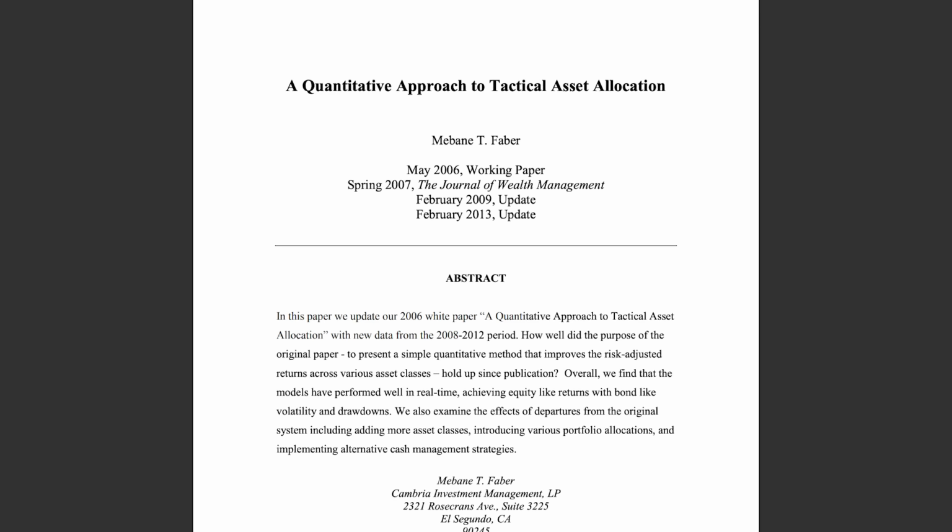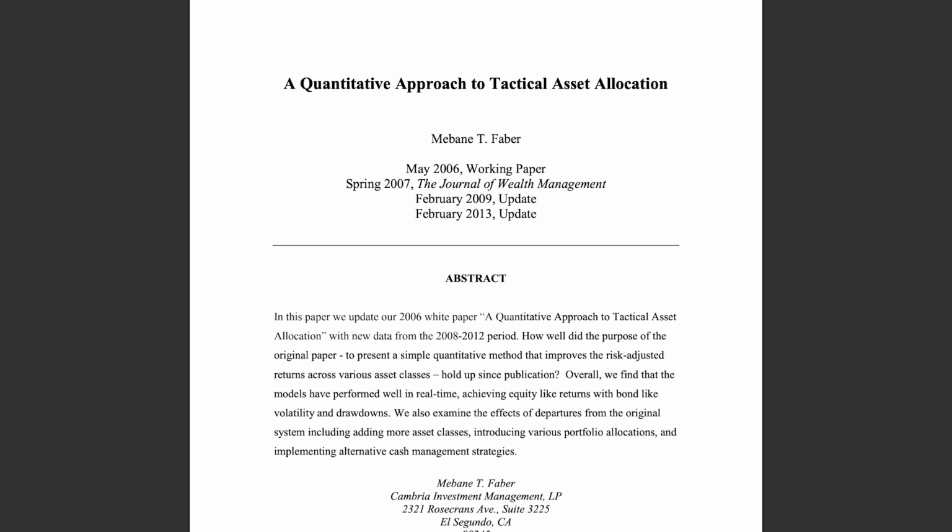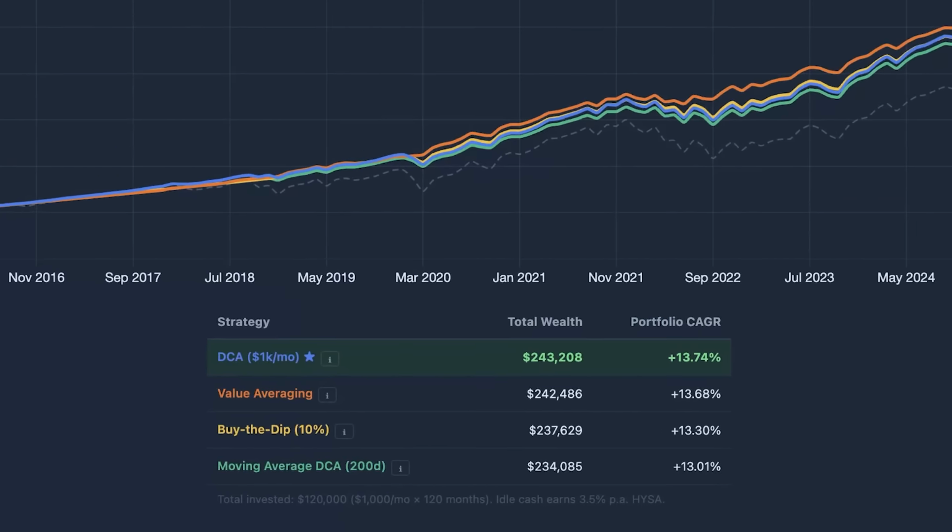The second strategy is called buy the dip. So instead of investing every month, you only deploy when the market has dropped at least 10% from its recent peak. The third strategy is called moving average DCA, which was popularized by Meb Faber in a 2007 paper. With this strategy, you only invest when the market is below its 12-month moving average. But when it's above, you hold cash instead. And here are the results.